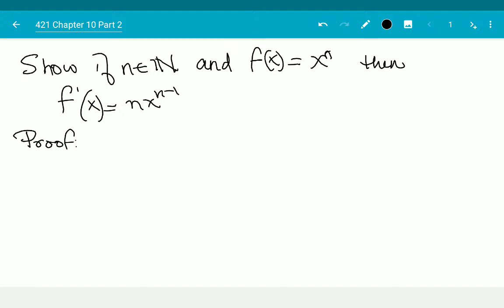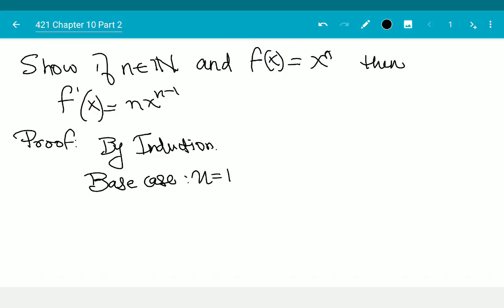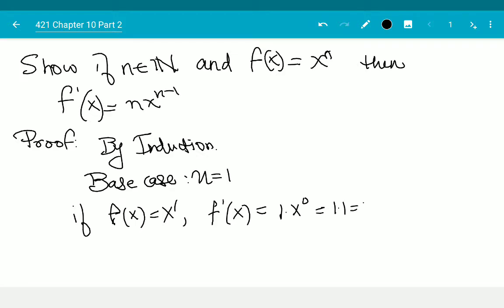Proof: base case, proof by induction. Base case, n is equal to 1. That's really easy. If f of x is equal to x, f prime of x is equal to 1 times x to the 0, which is 1 times 1, which is 1. And we have seen that f prime of x for x to the 1 is 1, right? So now assume that it holds for n is equal to k.